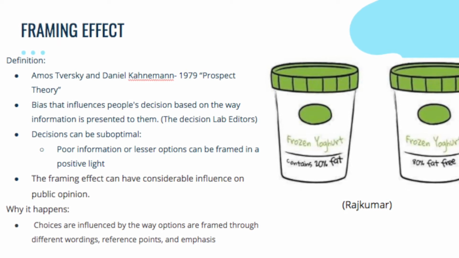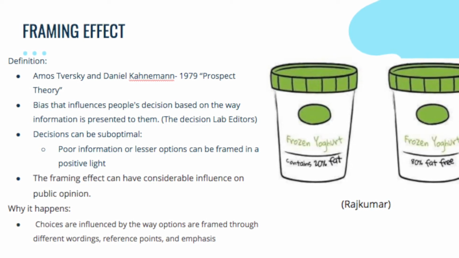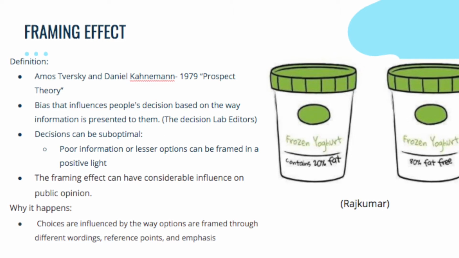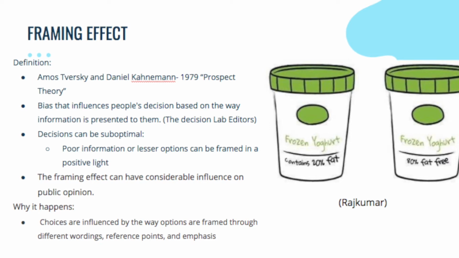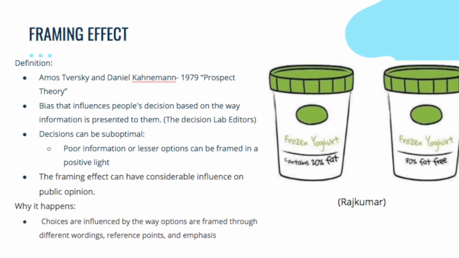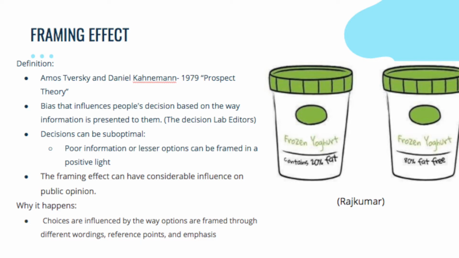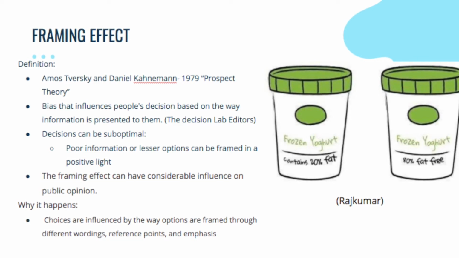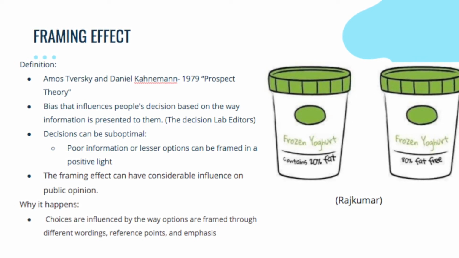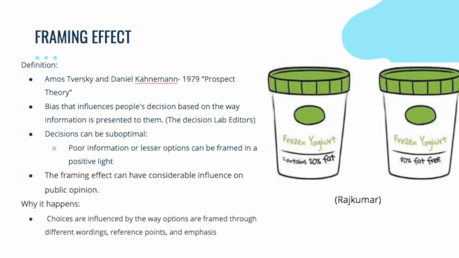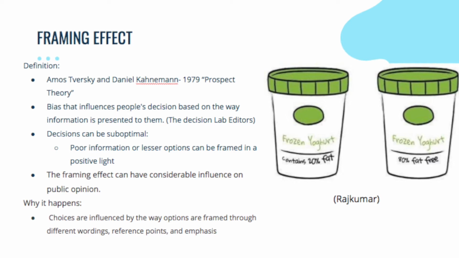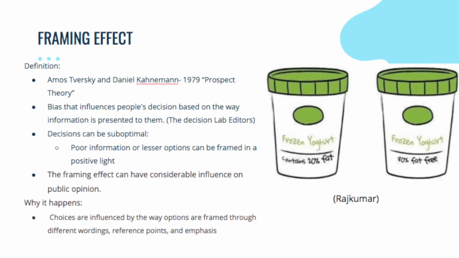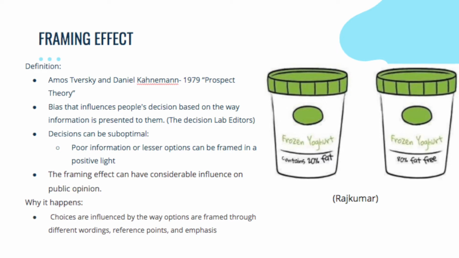This might lead to making less poor information more attractive and objective information less attractive, as it is cast in a less positive, less favorable light. This bias can have a lot of influence on people's opinions and public decisions. The bias occurs as choices are influenced by the way people's opinions are framed through different wording, reference points, and emphasis.